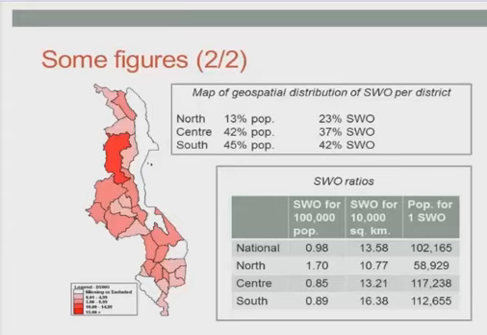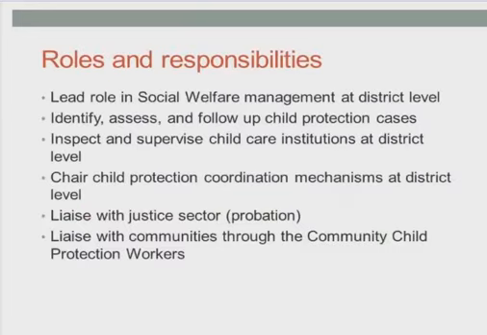In terms of ratio, there is one social welfare officer for every 100,000 population nationally. It's interesting to see the number of social welfare officers per 10,000 square kilometers in a country like Malawi, where mobility is a challenge. There are nearly 13 social welfare officers in a circle that has around 110 kilometers of diameter. I'm trying to move a little bit faster.